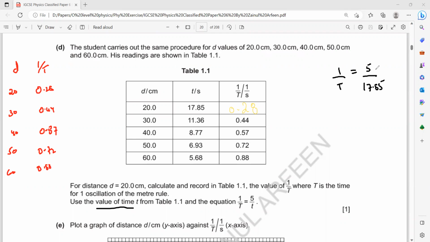Actually, why is the 5 above? Look, T is a time for 5 oscillations. If I need the time period, the time period will be the total time divided by the number of oscillations. But if I need 1 over the time period, the reciprocal of the time period, this relation will also be inverted. So it will be 5 over T. That's why 5 over T is written, because we are finding 1 over T, not T. The reciprocal of the time period.